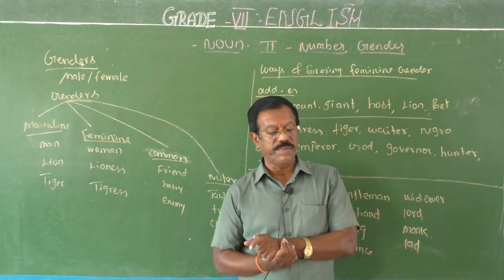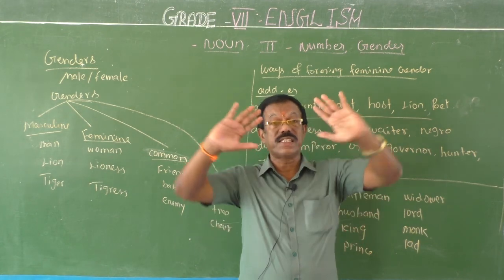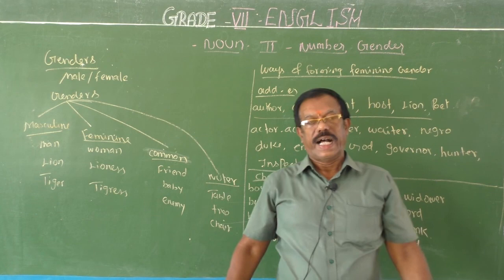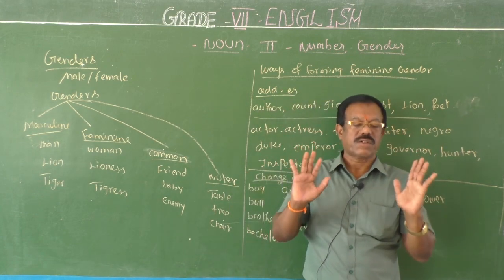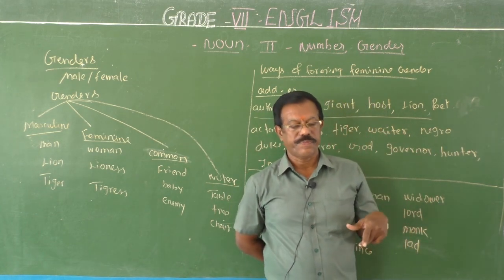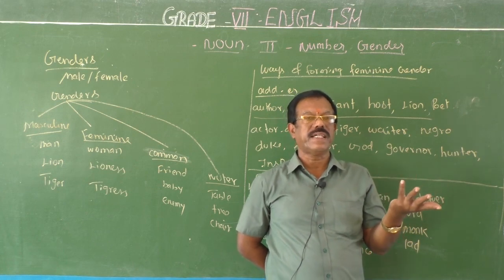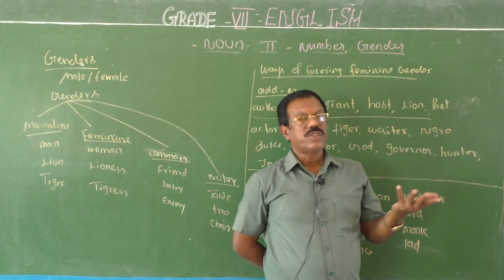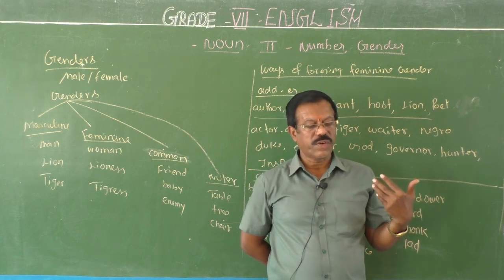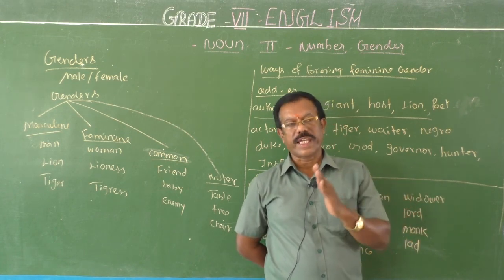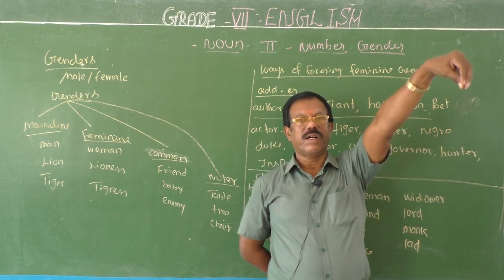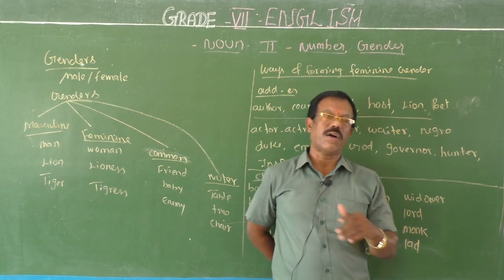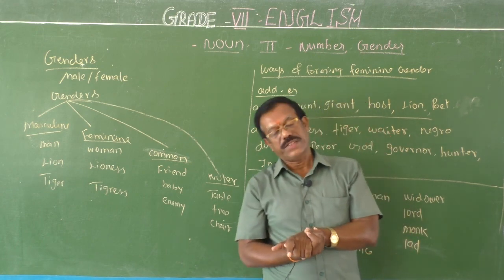Thief, male or female. Servant, unless it is specified, man servant or maid servant. Otherwise, if you say servant, it is common gender only. Enemy, singer, maybe a male singer or female singer. And then judge. Okay, so they are all the best examples for common gender. So you cannot say it belongs to male or female, it may be either. That's why we call all such nouns common gender.